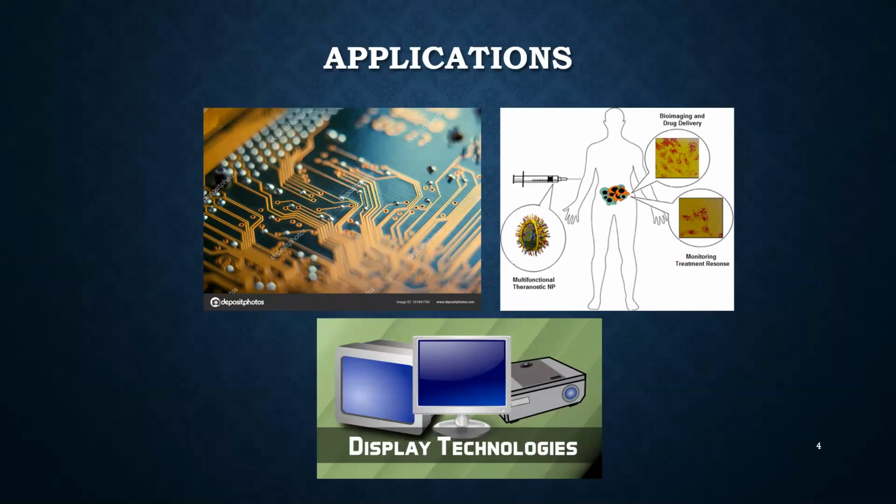Gold nanorods have a variety of application potentials. One of them is display technologies, due to their reflectivity alteration when interacting with an applied electric field, leading to gold nanorod orientation change. Along with other metal nanoparticles, gold nanorods can be applied as diagnostic agents, for monitoring treatment response, and in microelectromechanical systems.